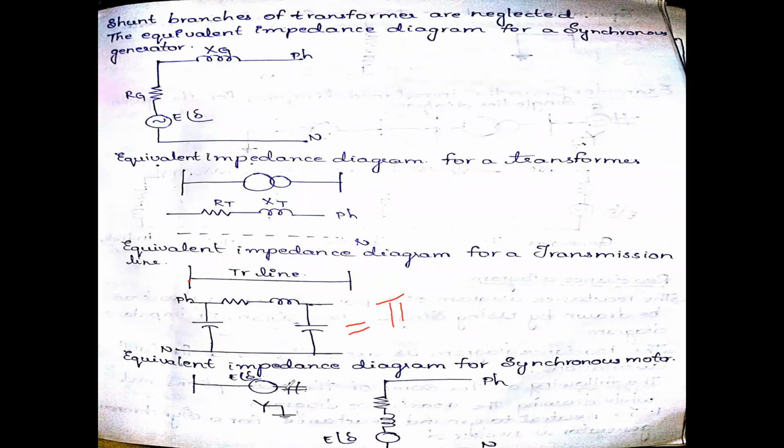The next one is the synchronous motor. It may be a synchronous motor, an induction motor, whatever it may be; simply it is a load. If it is a load, it is represented similarly to your generator. In a generator, E is the generated voltage. Here it is a back EMF, which we call EB. In motors you have the back EMF.